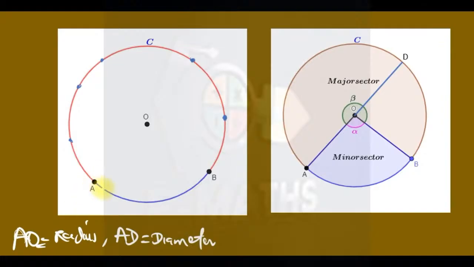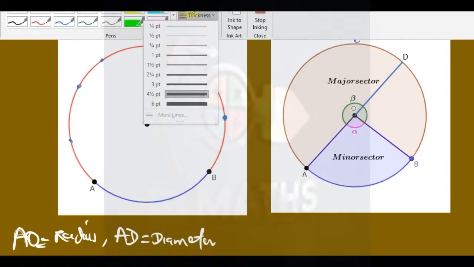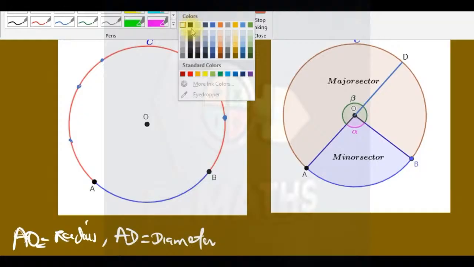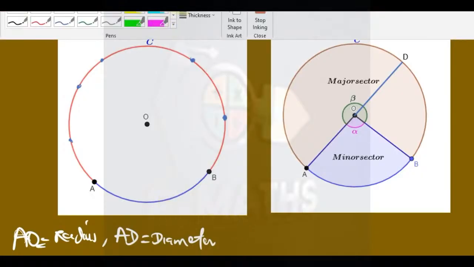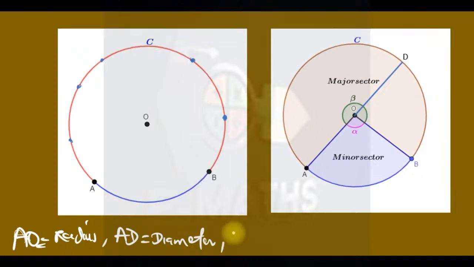So arc, we have major and minor arc. So the minor arc is like AB. AB is a minor arc. This is a minor arc. So I'm saying that AB is a minor arc, while ACB is a major arc. So ACB is what? A major arc.